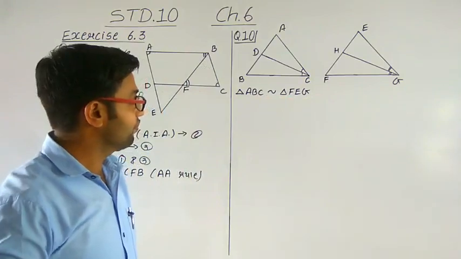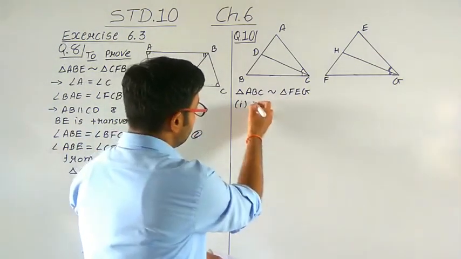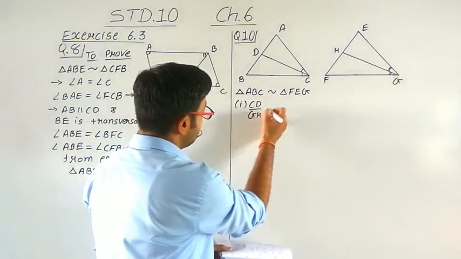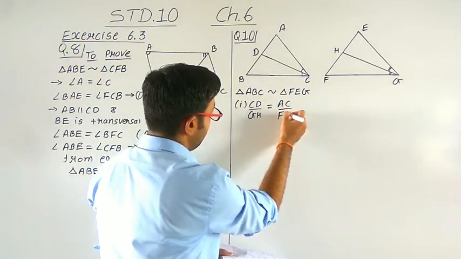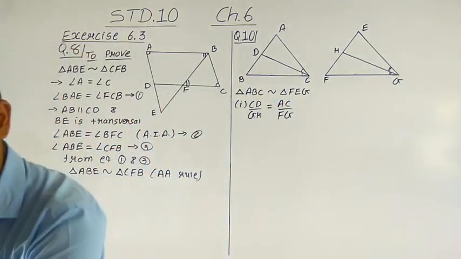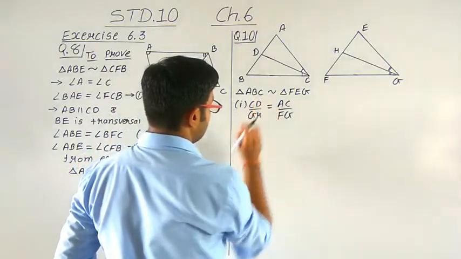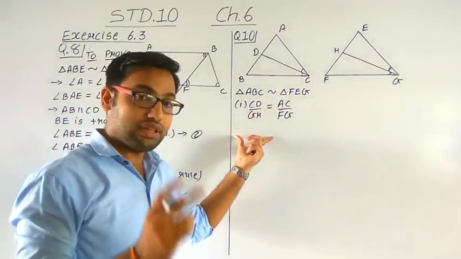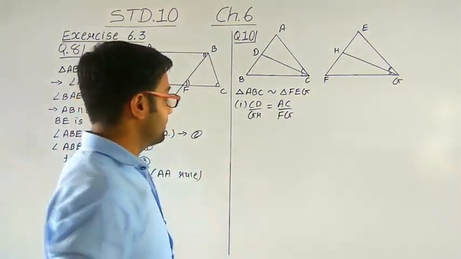First thing we have to prove here is that CD upon GH is equal to AC upon FG. This thing first of all we have to prove, right? So see, these are the two sides which are in the same proportion. It will happen only when the two triangles are similar. So which two triangles are we considering?